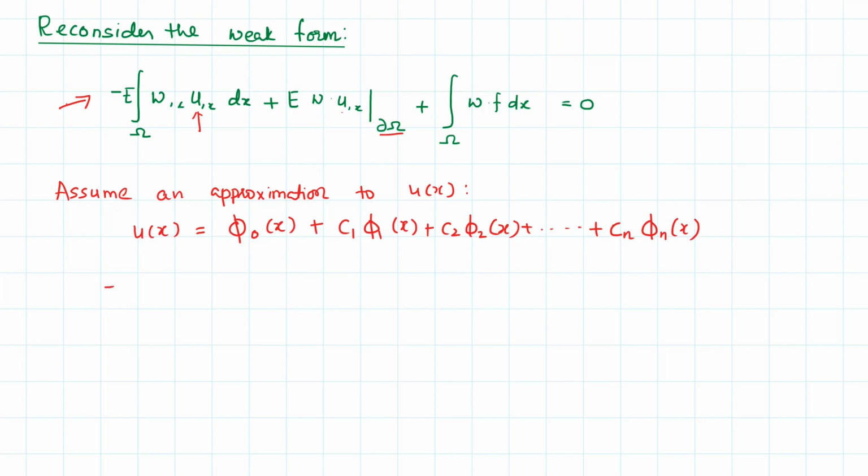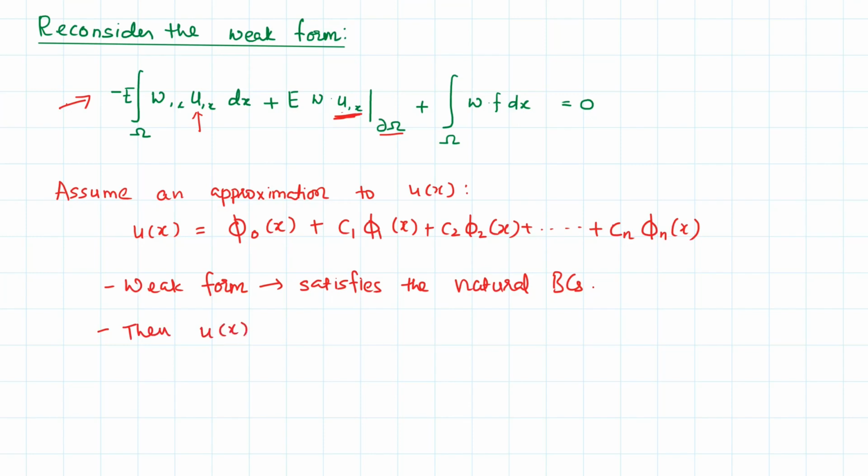As we know, the weak form satisfies the natural boundary condition, which is u comma x in this term right here. Then the approximation of u of x needs to satisfy the essential boundary conditions. Okay, for example, if we have a prescribed displacement at x is equal to L, let's say it's some displacement g.